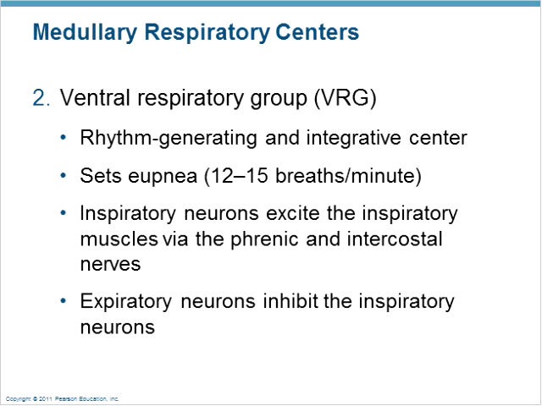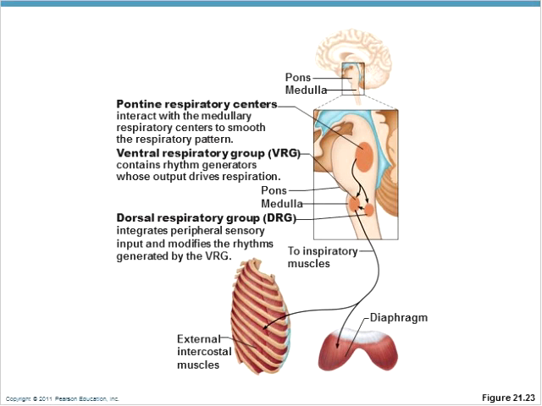The ventral respiratory group, the VRG, is a rhythm-generating and integrating center. It sets eupnea, which is normal breathing, 12 to 15 breaths per minute. And the inspiratory neurons excite the inspiratory muscles via the phrenic and intercostal nerves, the phrenic nerve being the nerve that innervates the diaphragm. The expiratory neurons inhibit the inspiratory neurons. And so you get a feel for what's going on here as we go through.